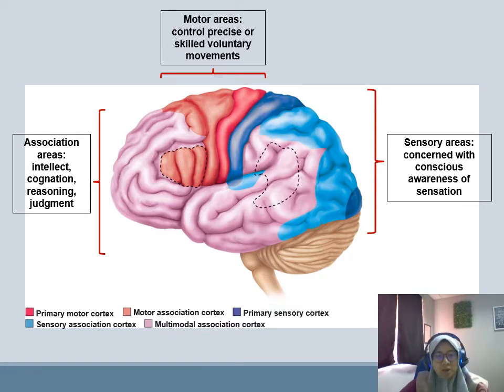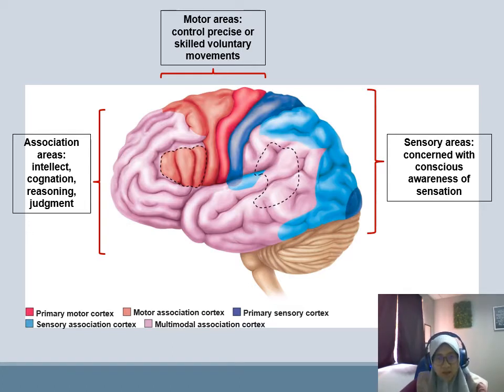That means we can control all the movements, what we want to do, all the actions, because it is voluntary. Voluntary means we are aware of what we want to do. And then we have sensory areas here. These sensory areas are concerned with conscious awareness of sensation, for example, to sense the stimuli.